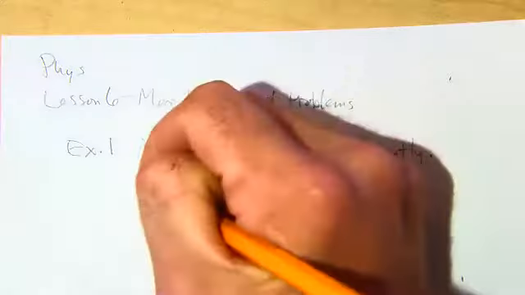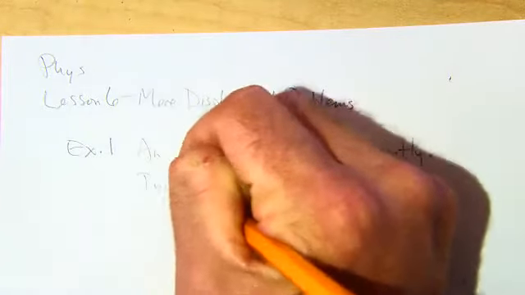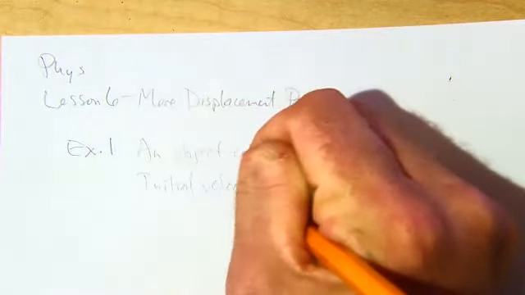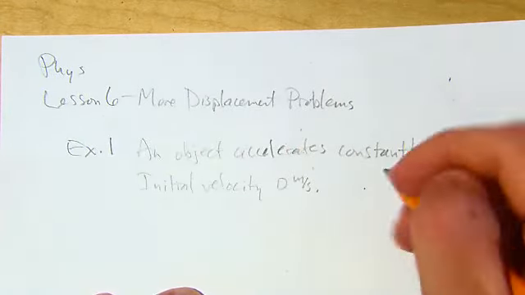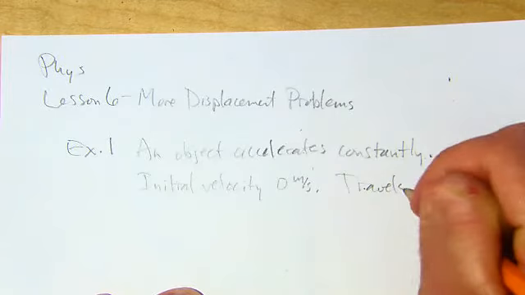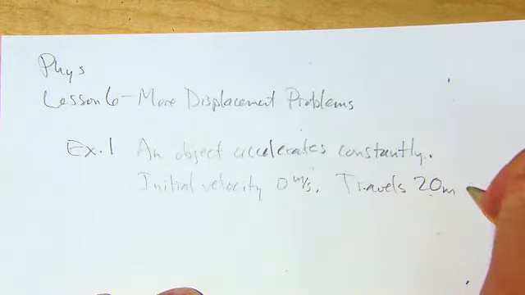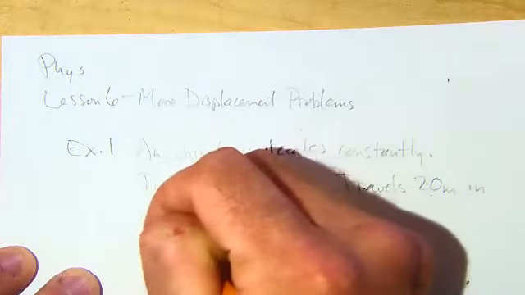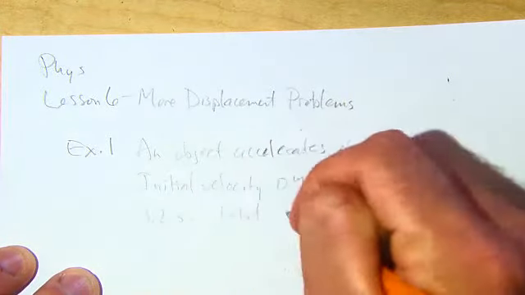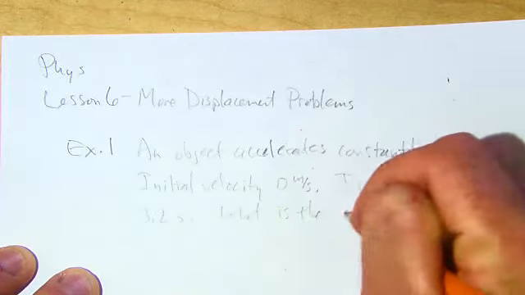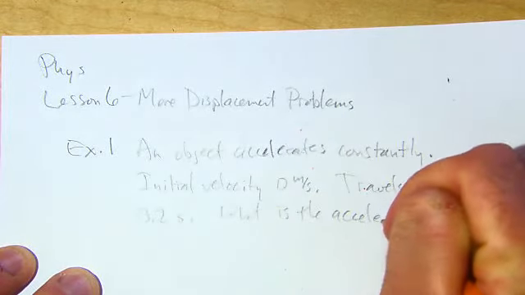Okay, initial velocity is 0. Or it could say starts from rest, travels 20 meters in 3.2 seconds. We did one like this already, but I just wanted to review it. What's the acceleration?